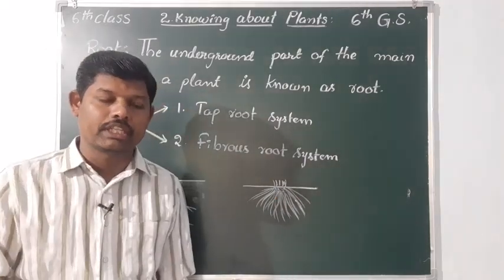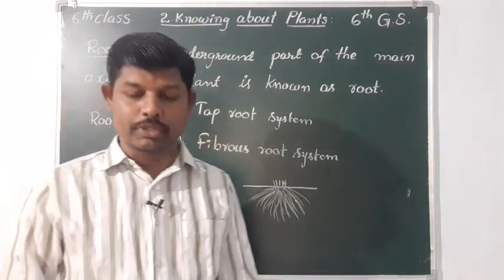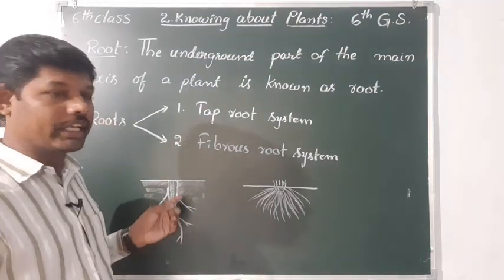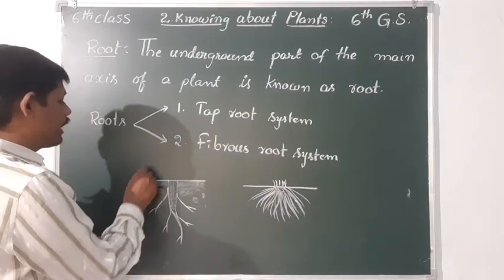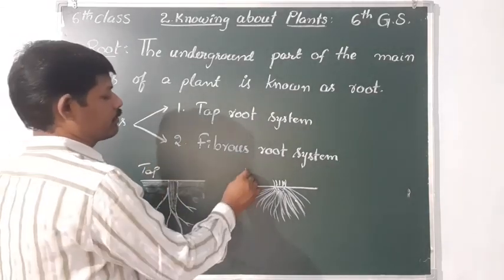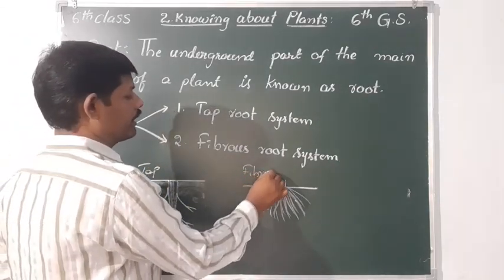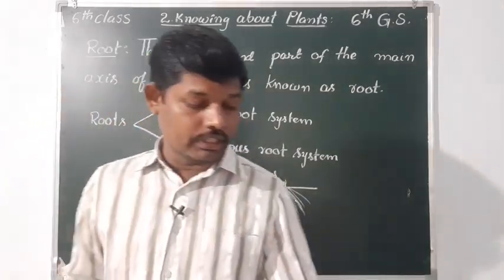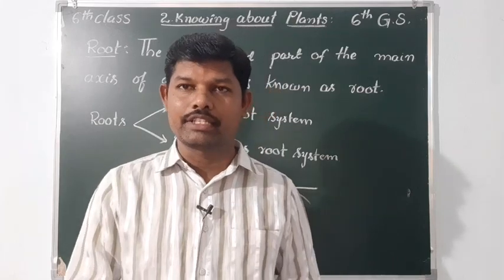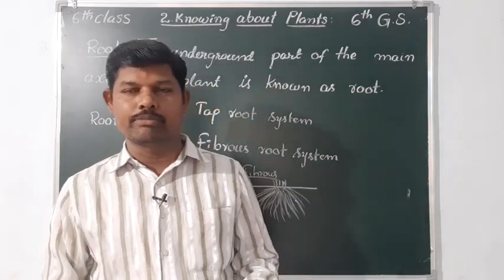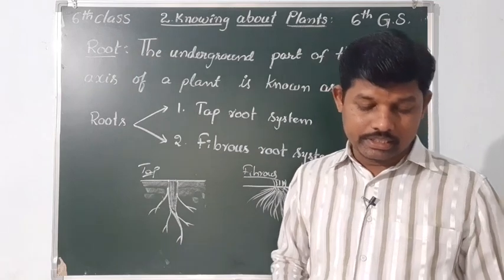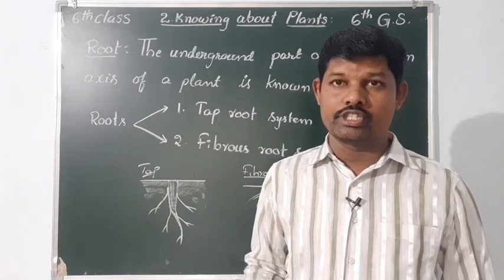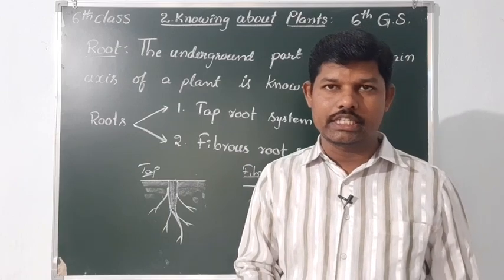We have activity table number 2. You can collect different plants and observe the root system, and find out whether they have a tap root system or a fibrous root system and write it down in table 2. Here, 1, 2, 3, 4, 5 plants are given. You can collect 5 plants, observe their root system, and write in the table the name of the plant and the type of root system.